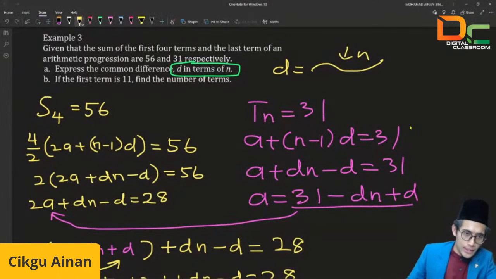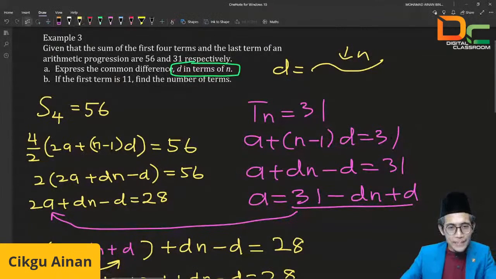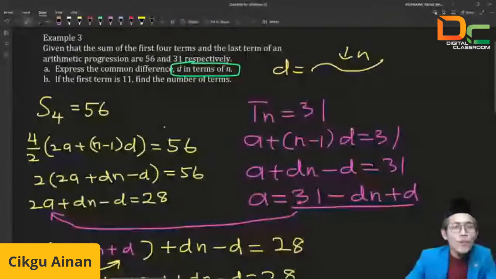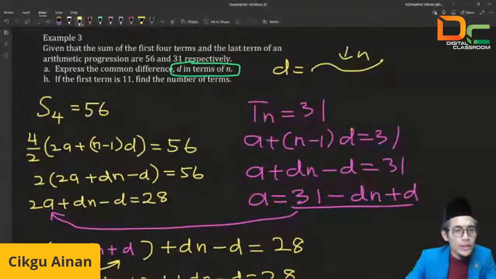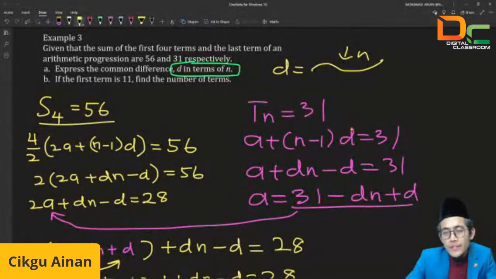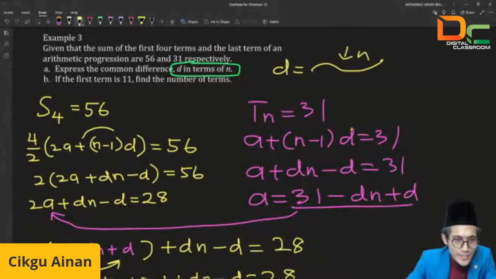Okay, I just made a mistake. Okay, the mistake is somewhere over here. That's why I said I'm so sorry, get carried away. Now, this is the sum of the first 4 terms. Okay, so the n is 4. As we can see over here, I didn't substitute the number correctly. So I change it. Okay, so 4 over here.